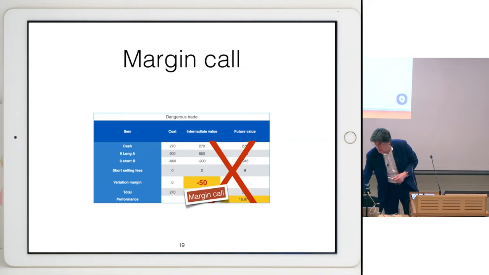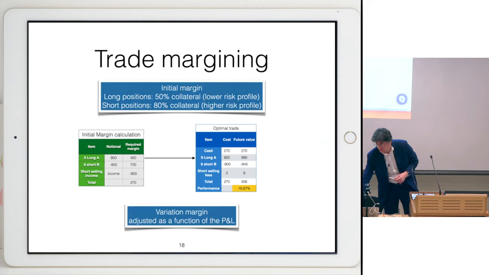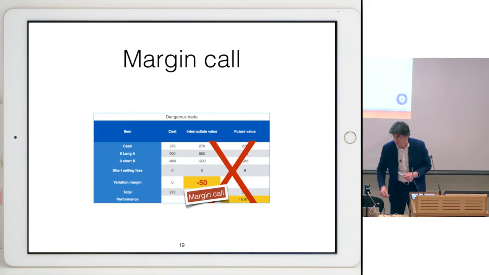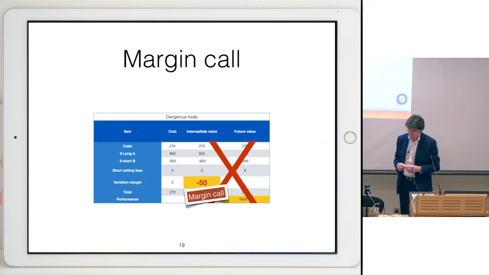So the problem here is that after A goes down and B goes up, our cash value goes negative. That's right. And therefore, we have to sell A to buy back B. So if you have 500, that means you're not very negative, so then you don't have to sell A and buy B. Correct.